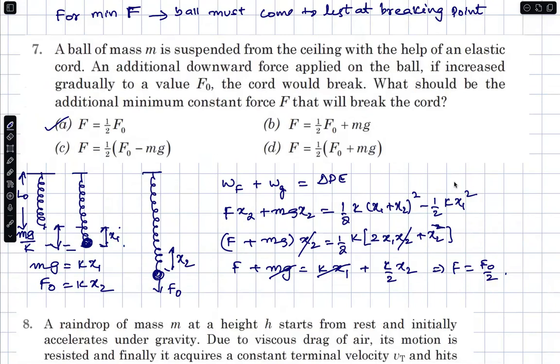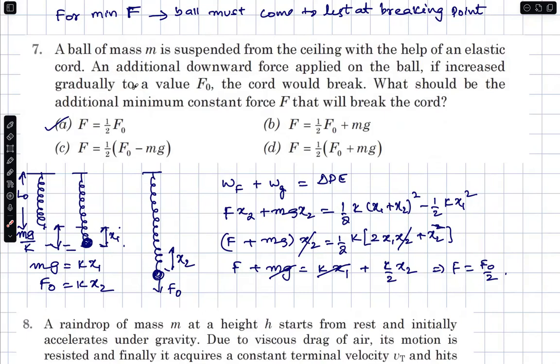Ball of mass M is suspended from the ceiling with the help of an elastic cord. You can see that this is an elastic cord, not a spring, a cord. An additional downward force is applied on the block. Again, read this point very carefully. If increased gradually, slowly, and always in equilibrium, to a value F naught, the cord will break.